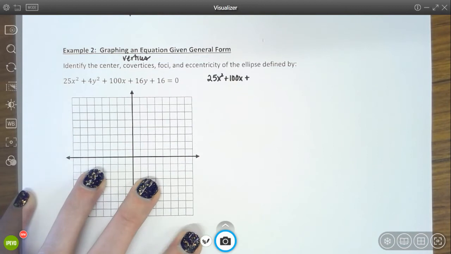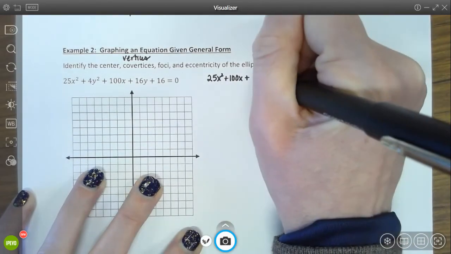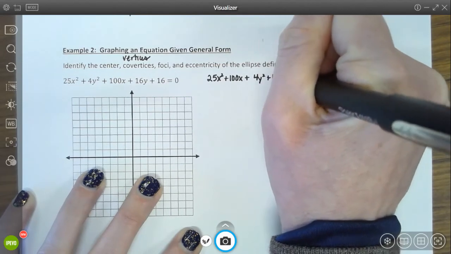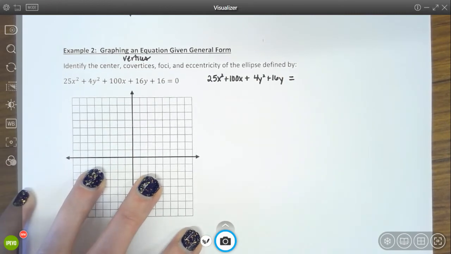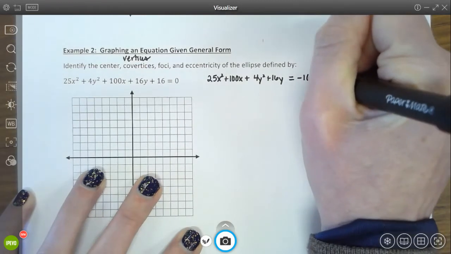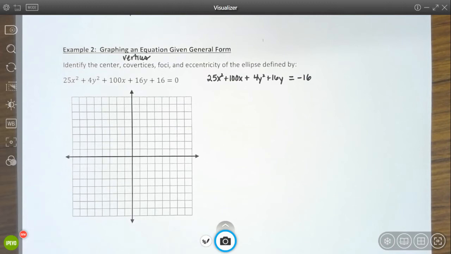And then I'm going to put my y squared and my y term together, so the 4y squared and the 16y together. And then I want that number on the other side. So I'm going to move that positive 16 over to the other side. I'm going to apply my property of equality and subtract 16 from both sides to make that negative 16. So that's step 1.